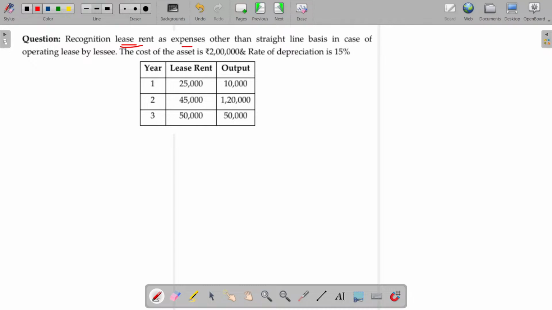Recognition of lease rent as an expense by a method other than straight line is also possible. Usually it is the straight line method, but in case of operating lease, we have other methods also. The cost of the asset is 2 lakhs, and the rate of depreciation is 15%. Now, what is the overall lease rent?